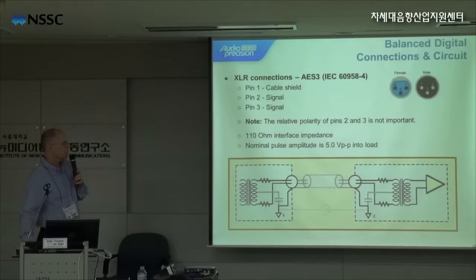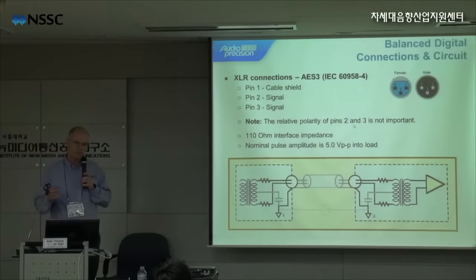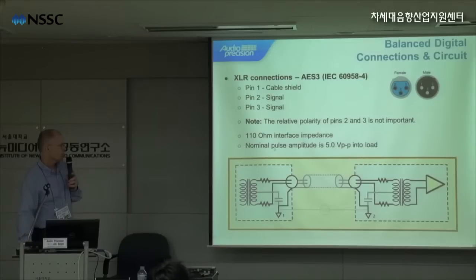So first we'll look at the balanced digital connections and the circuit. We have the female XLR connector and the male XLR connector. They have 3 pins. Pin 1 is the cable shield. Pin 2 is a signal, and pin 3 is a signal. The relative polarity of pins 2 and 3 is not important. This circuit has a 110 ohm interface impedance, and the nominal pulse amplitude of the signal carried is 5 volts peak to peak into the load. You can see a circuit diagram here, and we have the cable shield connected to ground at the 2 locations, the output side and the input side.